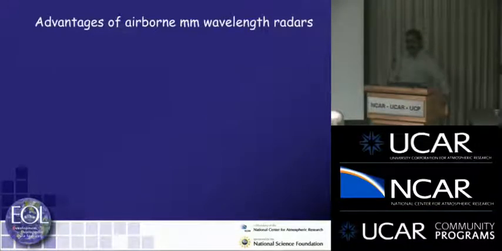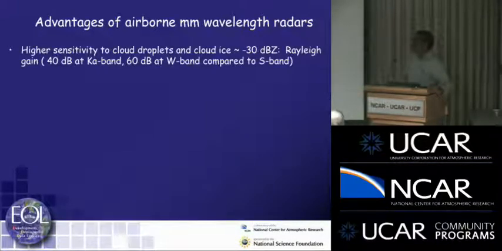To begin with, there are advantages for airborne millimeter wavelength radars. Basically, the high sensitivity, just because particles are smaller, the Rayleigh gain. Compared to S-band measurement, at W band you can get a 40 dB enhancement due to lambda to the power 4, and also with the W band, 60 dB. Even though the transmit power is just 1 kilowatt peak power compared to S-Pol, 1 megawatt. But because of the sensitivity and the Rayleigh gain, we can detect small particles.